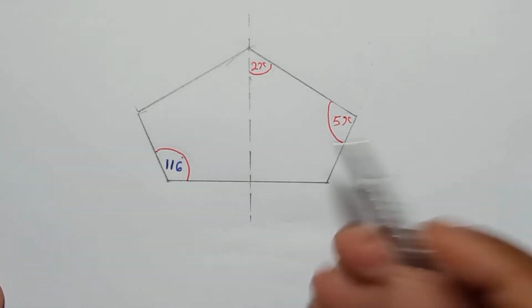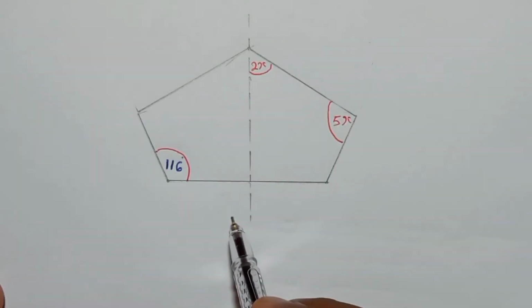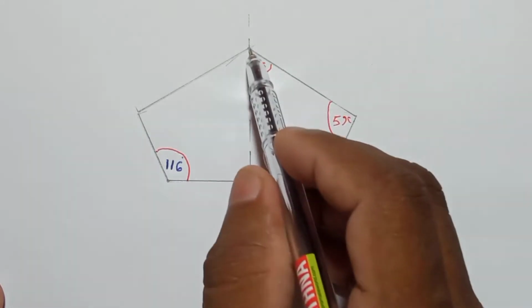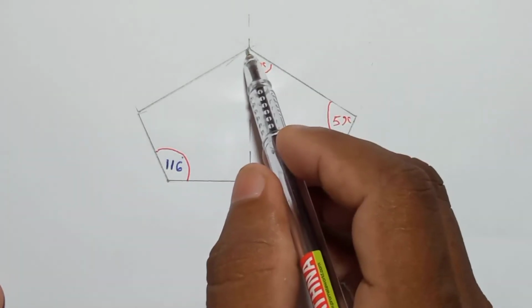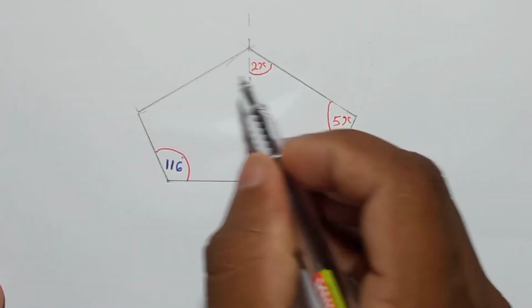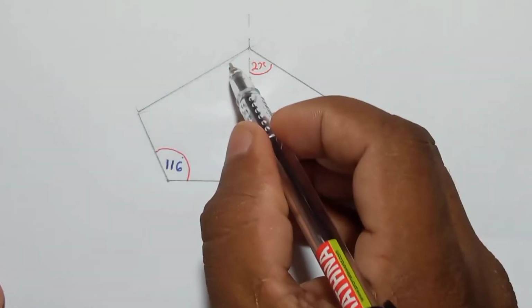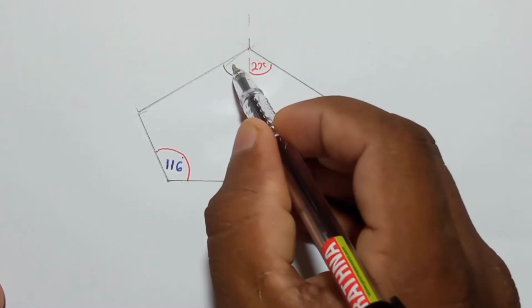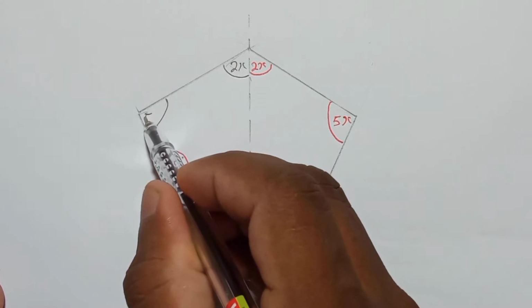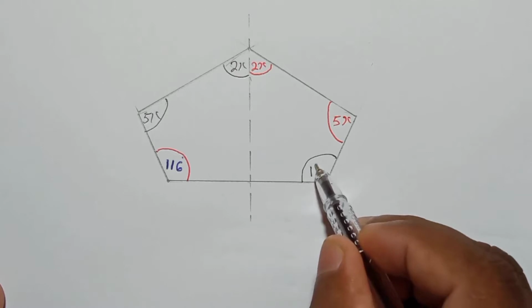Symmetrical means, when we bend along the symmetrical line they draw using a dash line, this way if you bend, all the angles will match, and not only the angles, this length will also exactly come to here like that. So this angle will be equal to this one, the corresponding one. So that's why I can mark here 2x, here 5x, so here also should be 5x. That's the idea. Then here 116, definitely that means here also must be 116.